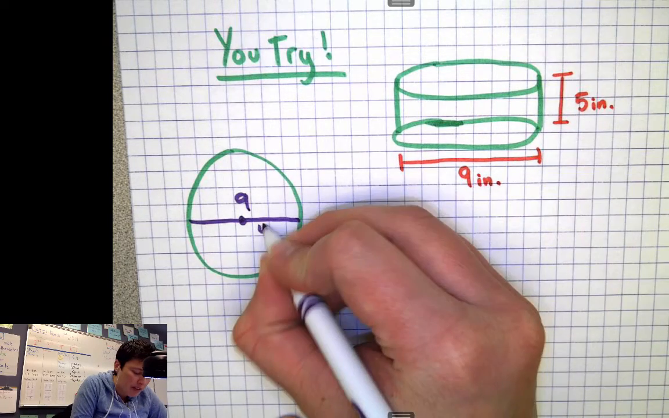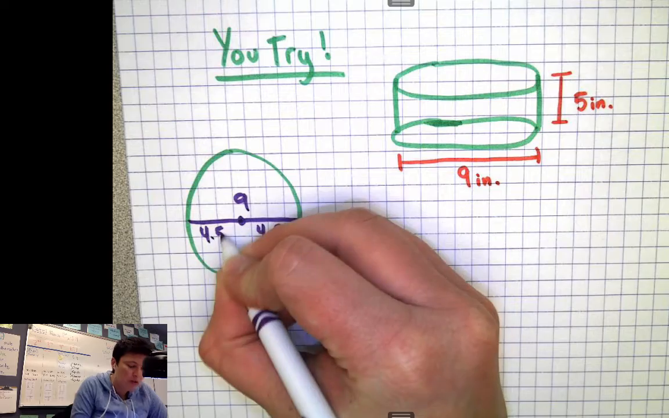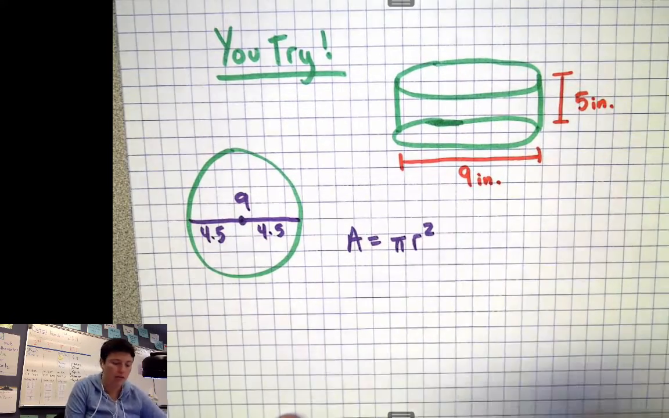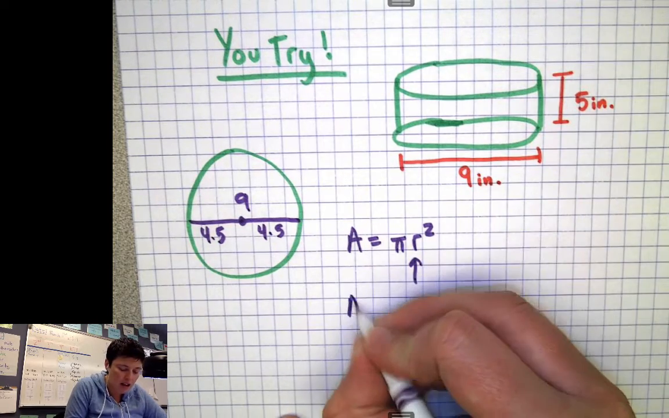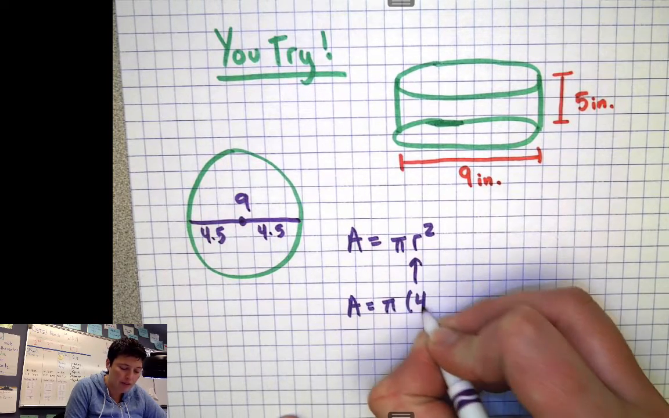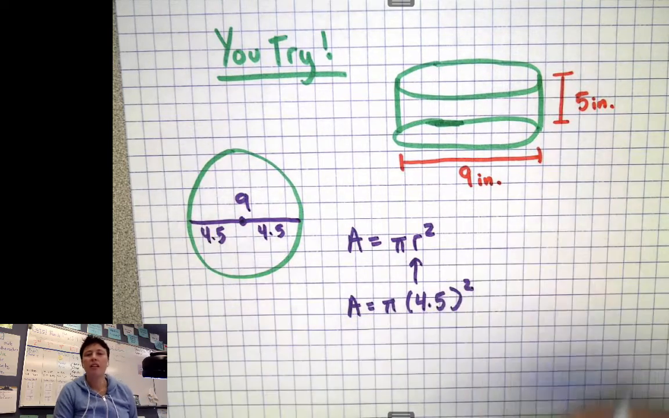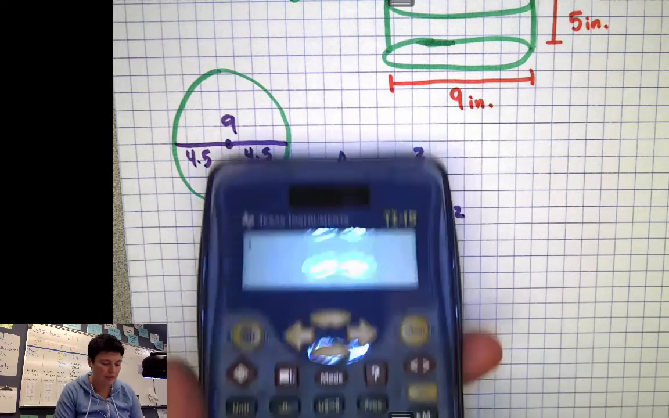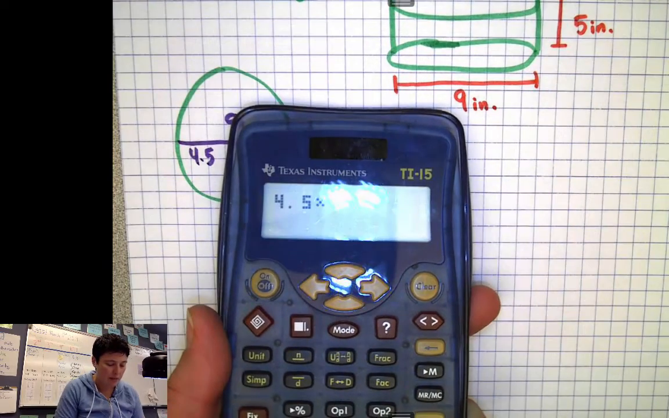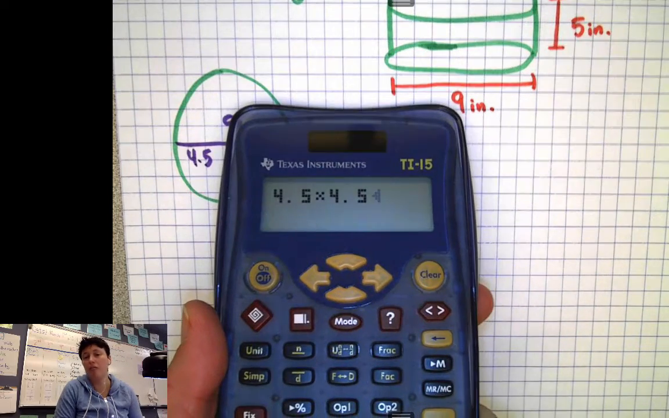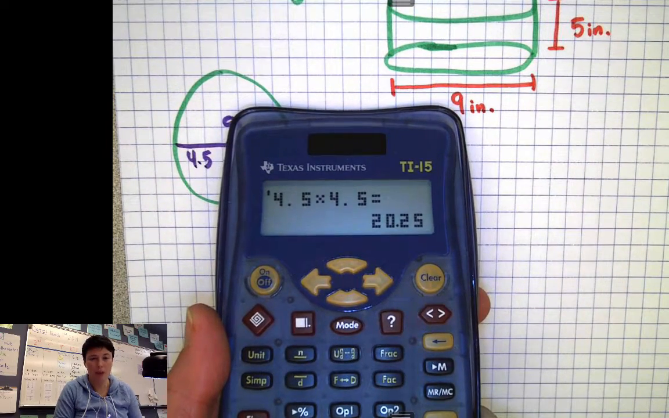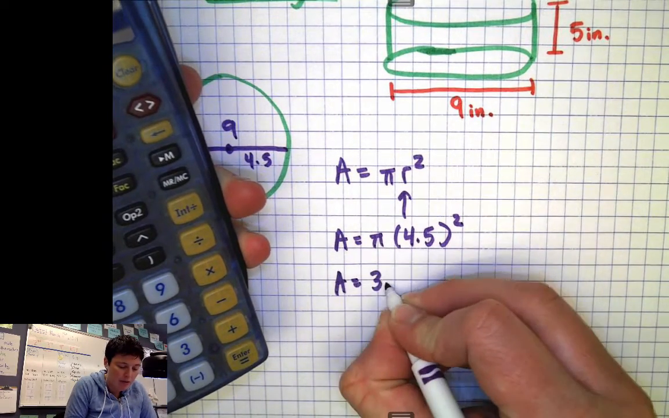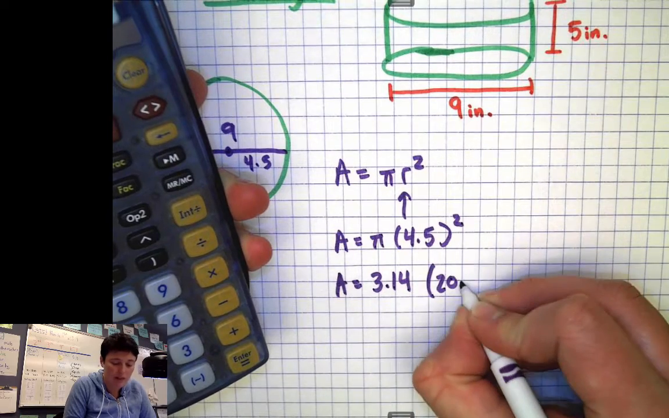That's 4.5 and 4.5. So my area, my pi r squared, which hopefully is the formula you used, is going to have to be A equals pi times 4.5 squared. Now, 4.5 squared means I have to do 4.5 times 4.5. If I multiply that, it is 20.25. So I have area equals pi, 3.14 is pi, times 20.25.